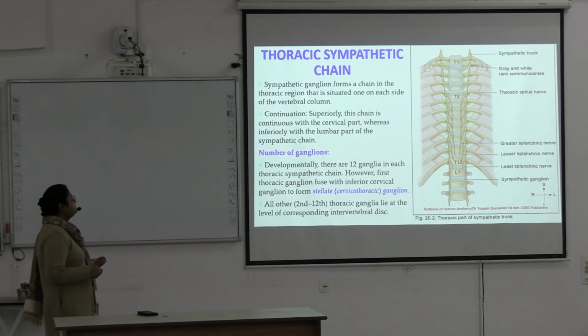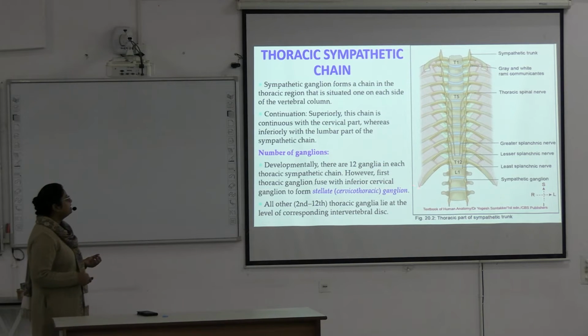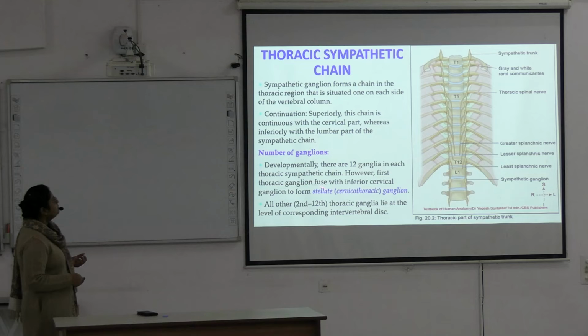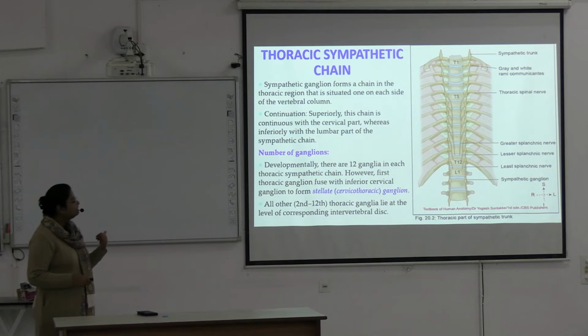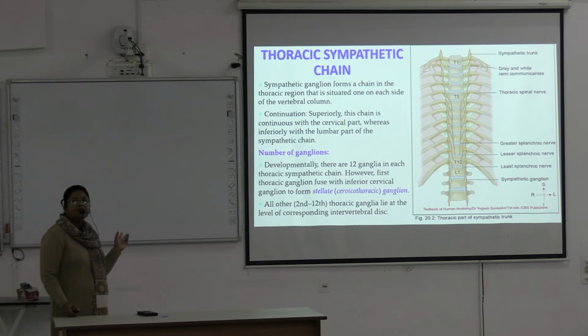However, the first thoracic ganglion fuses with the inferior cervical ganglion to form the stellate or cervicothoracic ganglion. There are three cervical ganglia: superior, middle and inferior. So the inferior cervical ganglion fuses with the first thoracic to form the stellate ganglion. The stellate ganglion is very important. It comes as a short note or important for your MCQ, viva, how the stellate ganglion is formed, or as part of a theory question.